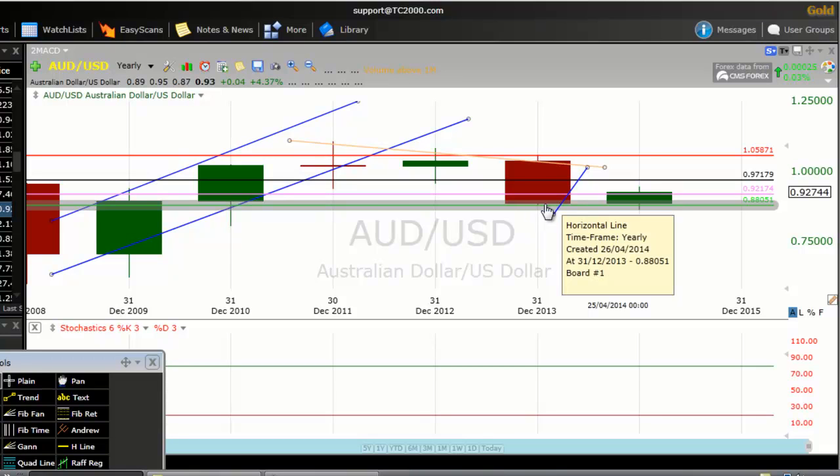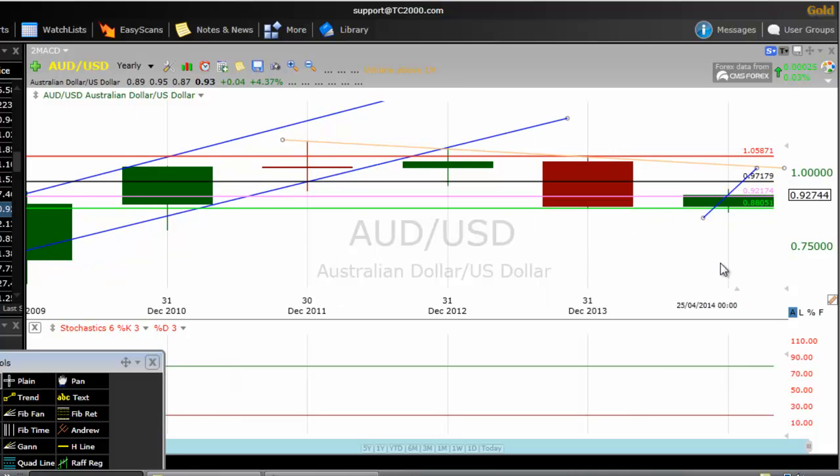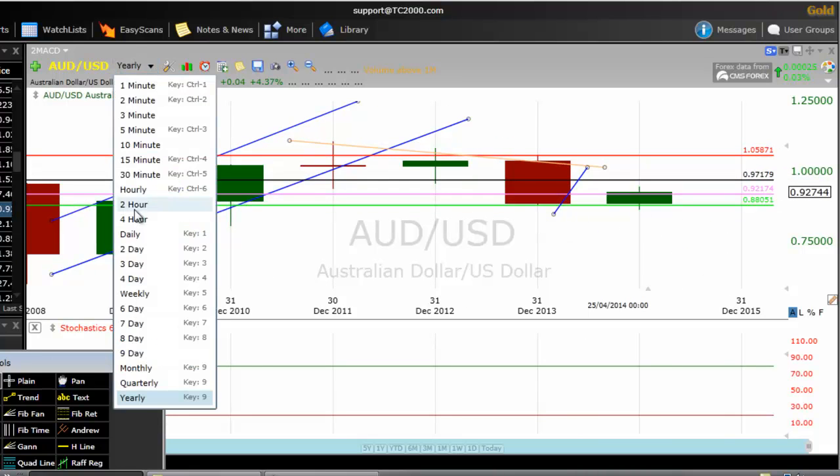All right, so it will be bearish. It would have been bearish if it couldn't go back above, because it did go below the green horizontal line. That's the low of last year. The price went below that green line. If you go to the monthly chart, you'll see it.